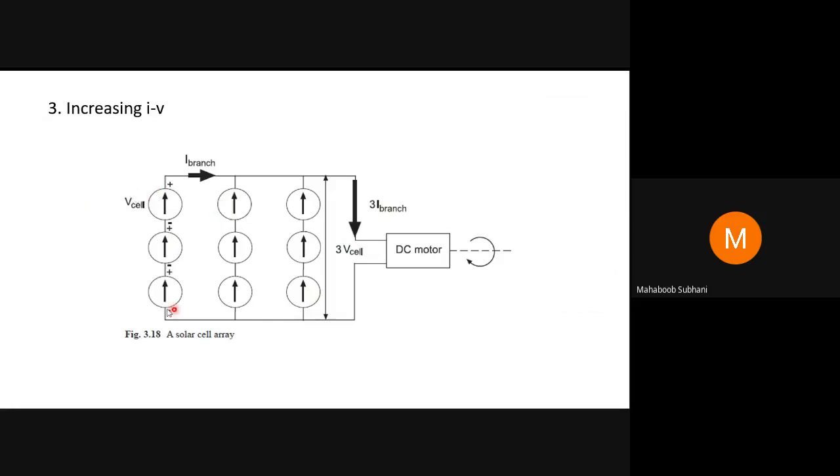Another term we use in an array is string. A string is nothing but connecting two or more cells in a series connection. We call it a string. These are connected in series, so we call it string one. This is string two. This is string three. Overall, we can say three strings are connected in a parallel connection. This is how a solar panel looks like.